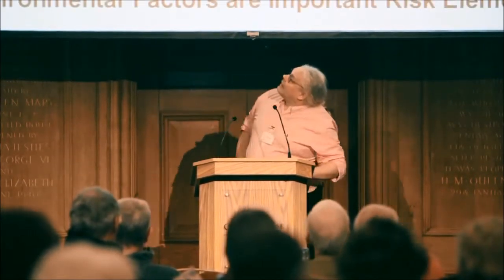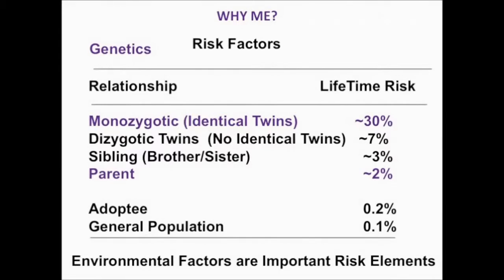Now, the important point is if I was an identical twin, my other twin would have a 70% chance that they would never get MS. And if I have a parent with MS, there's a 98% chance that my children won't get MS. So, just having the gene is not going to make you get MS.